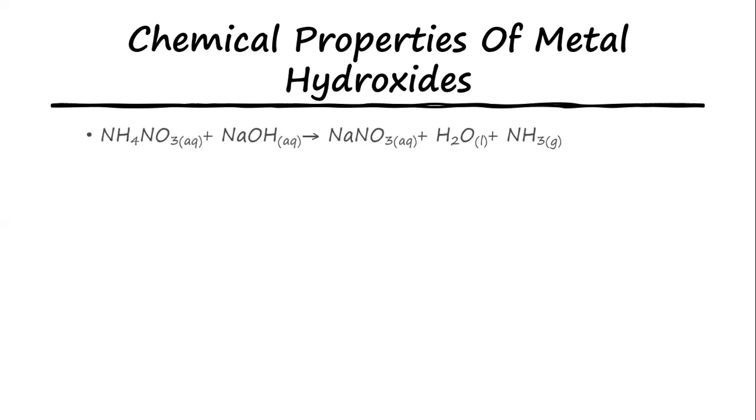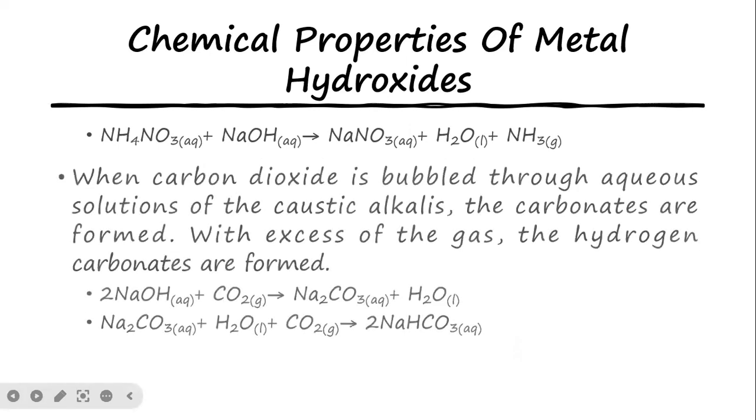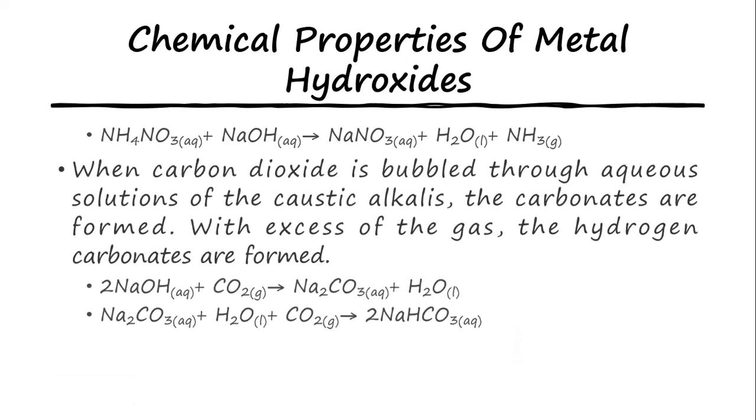Now let's move on. When carbon dioxide is bubbled through aqueous solutions of the caustic alkalis, carbonates are formed, and with excess of the gas, hydrogen carbonates are also formed. As you can see from the reaction, sodium hydroxide plus carbon dioxide gas leads to sodium carbonate plus water. The same goes for sodium carbonate plus water plus carbon dioxide, which leads to sodium hydrogen carbonate.